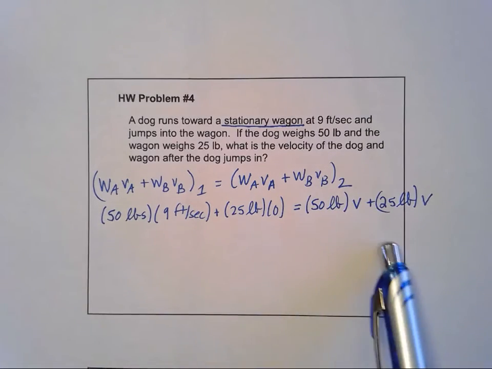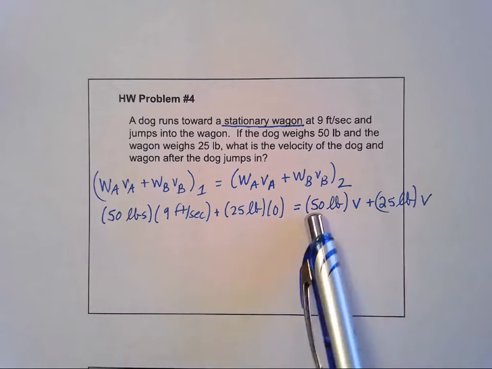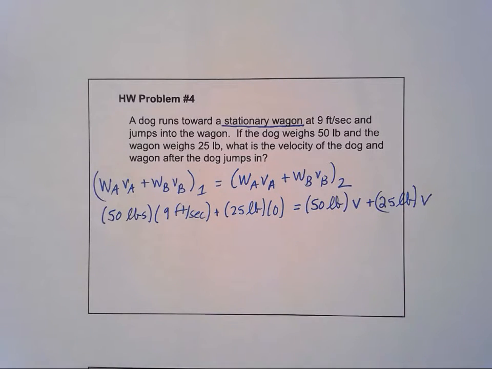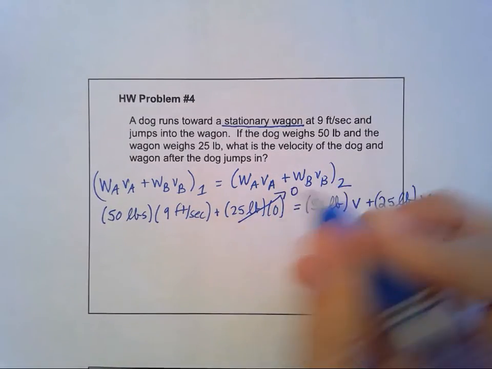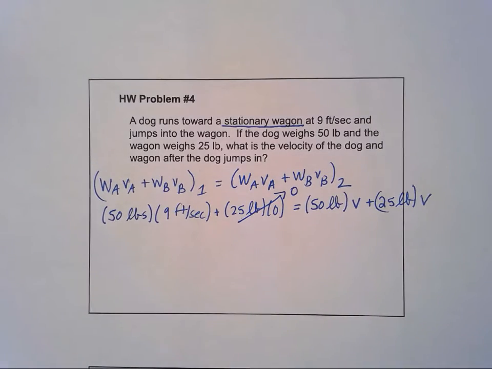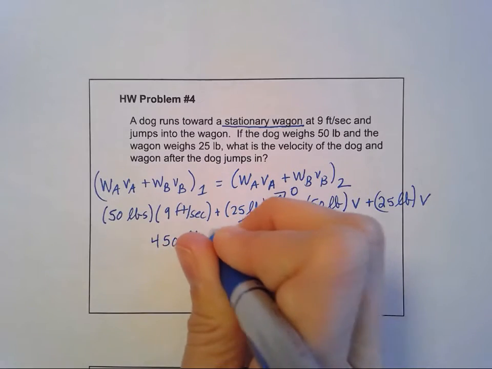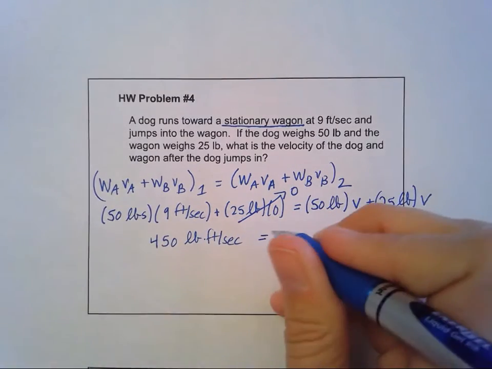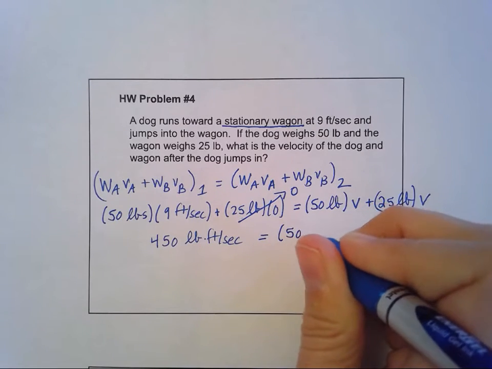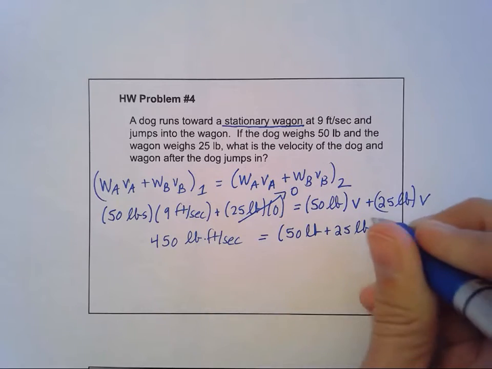And if you remember from the distributive property, we can put these together, add them together, and then just multiply that by V. So I'm going to rewrite this. I'm going to go ahead and put these terms together. This becomes a 0. 50 times 9 becomes 450 pound-foot per second. And then I'm going to put the pounds together here. I'm going to call this 50 pounds plus 25 pounds times V.